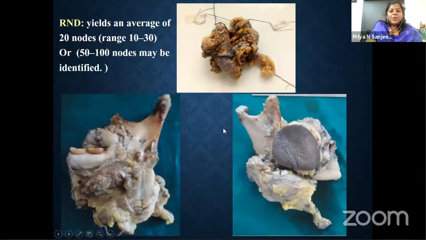So these are some of the examples of the neck dissection specimens. RND can sometimes yield an average of 20 nodes ranging from 10 to 30, or it can go up to 50 to 100 nodes can be identified. So this is hemimandibulectomy specimen with SOND. We can easily make out the submandibular gland and the lymph nodes and the fat around it. And there is excision of the skin, and again hemimandibulectomy specimen. Here we can see the sternocleidomastoid, the upper head and the lower head.